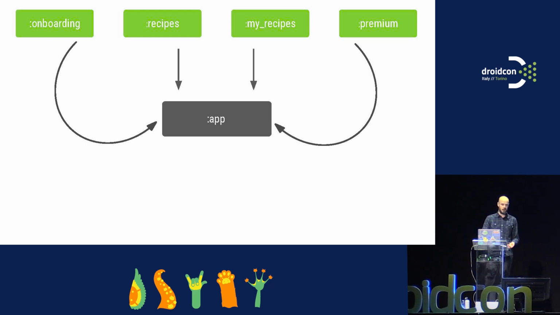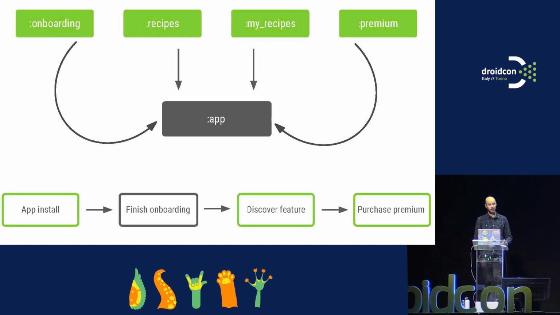Once we finish the onboarding, we can use the split install manager to actually uninstall a module, because the user is onboarded, we don't need this any longer. That's a really cool way to also save your users' data and space on the device, and also make sure that your app is as lean as possible.